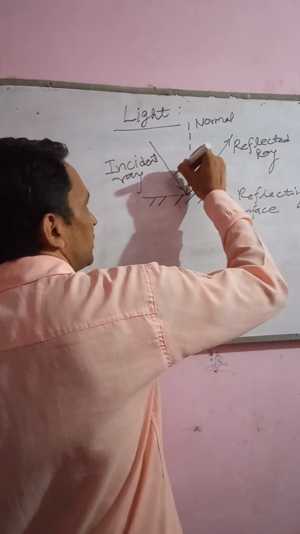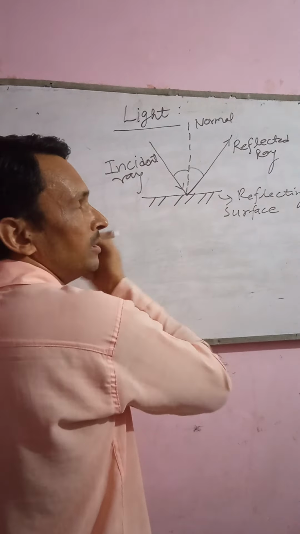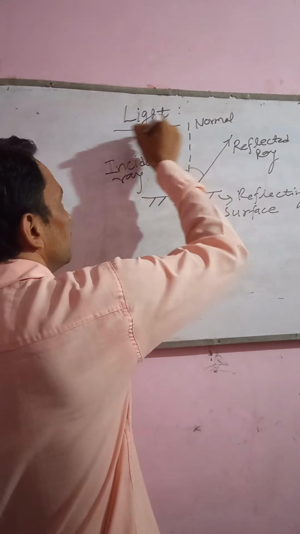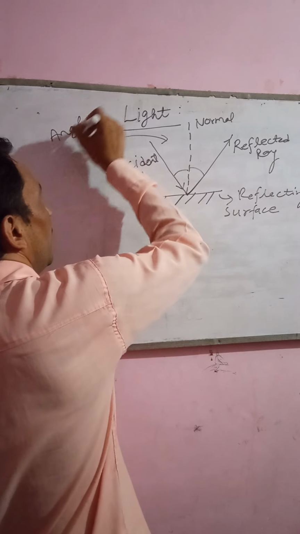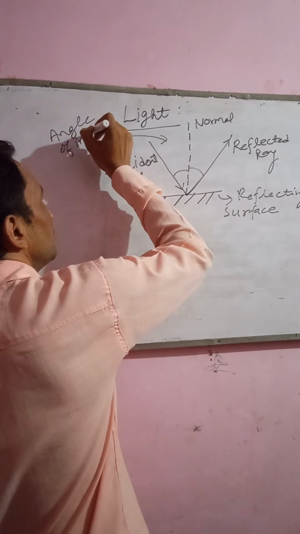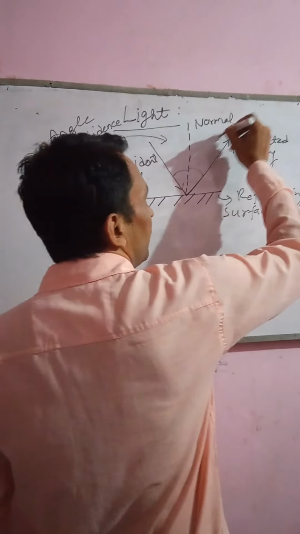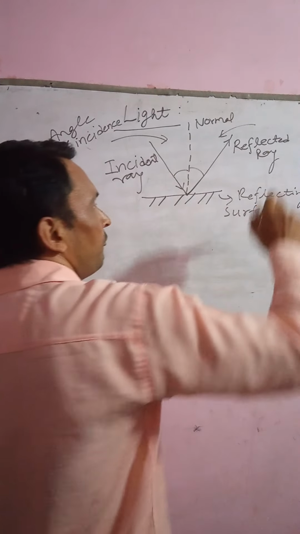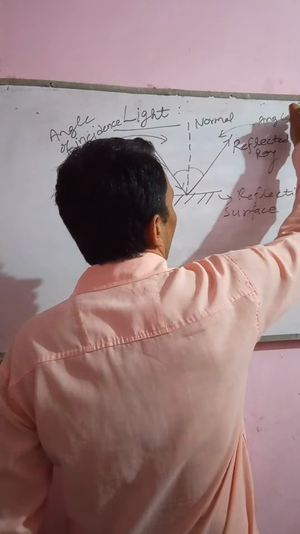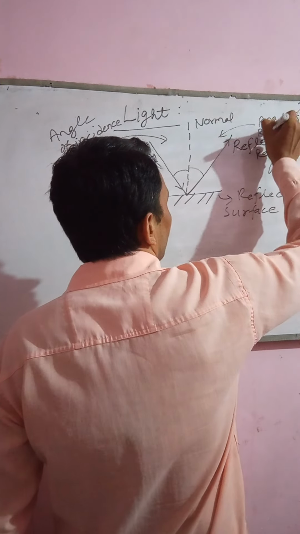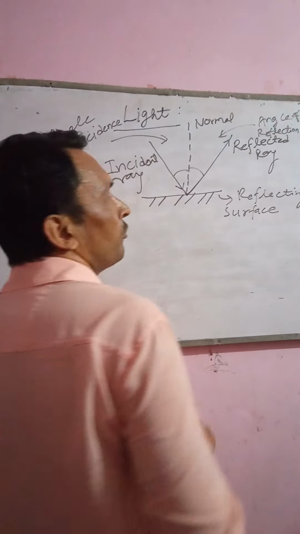And the angle made between the incident ray and the normal is the angle of incidence. Angle of incidence. And the angle between the normal and the reflected ray is the angle of reflection. Angle of reflection.